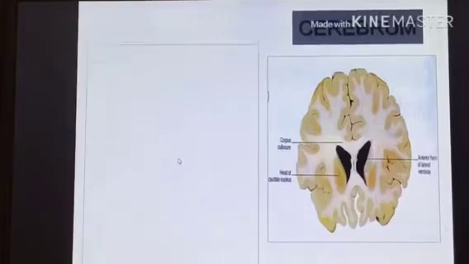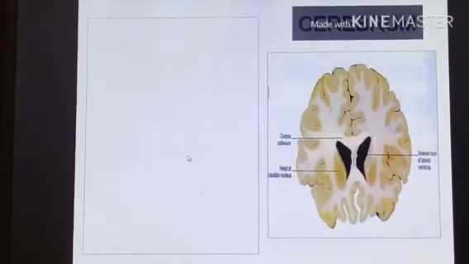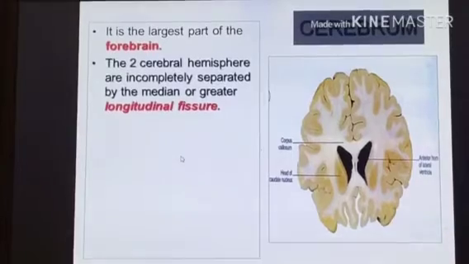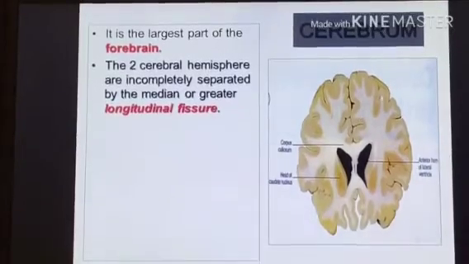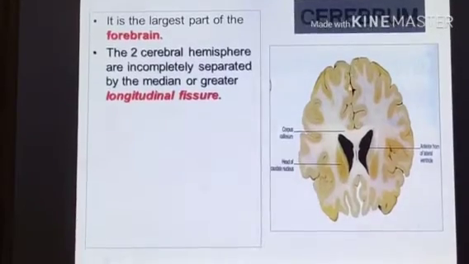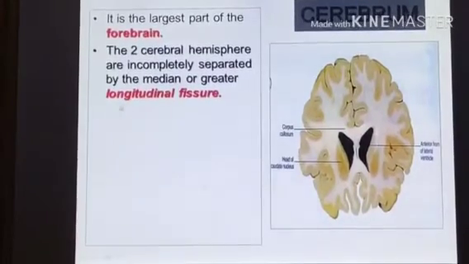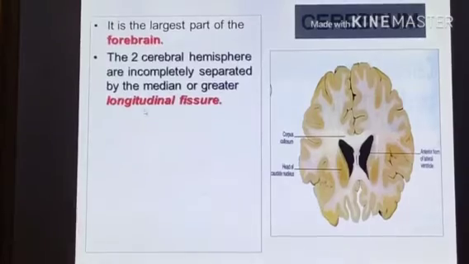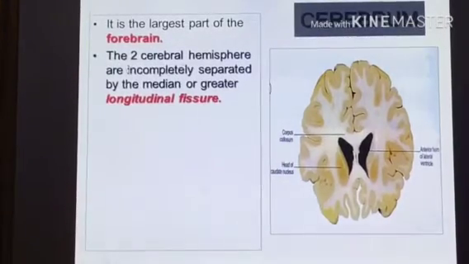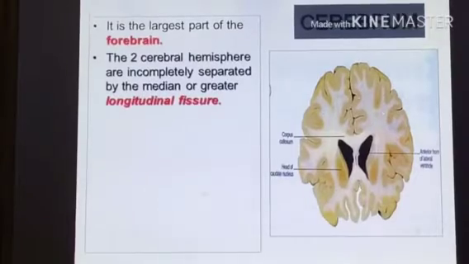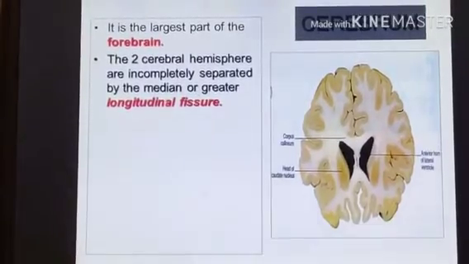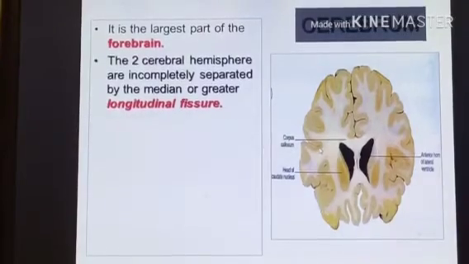I want to show you a picture of the cerebrum, which is the biggest part. This cerebrum is divided by this structure. We call it the longitudinal fissure. The cerebrum here is divided into two cerebral hemispheres by the median or longitudinal fissure.